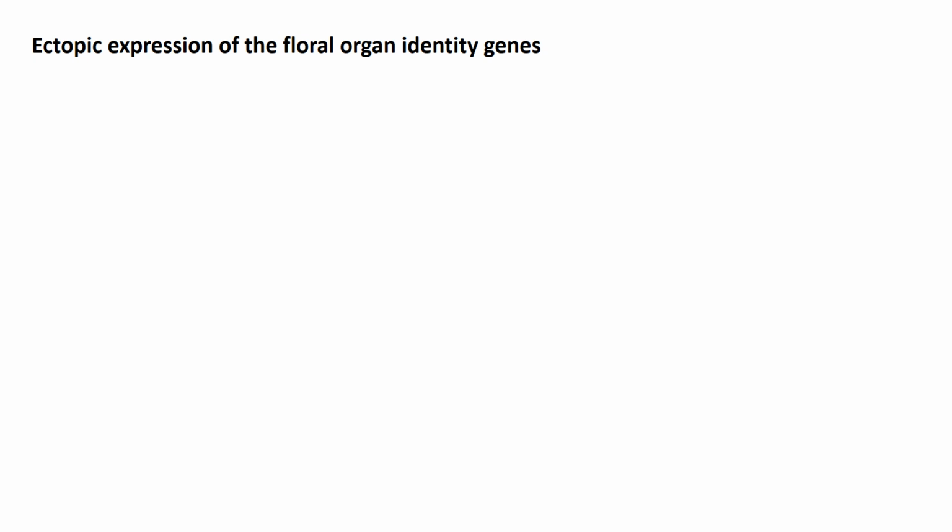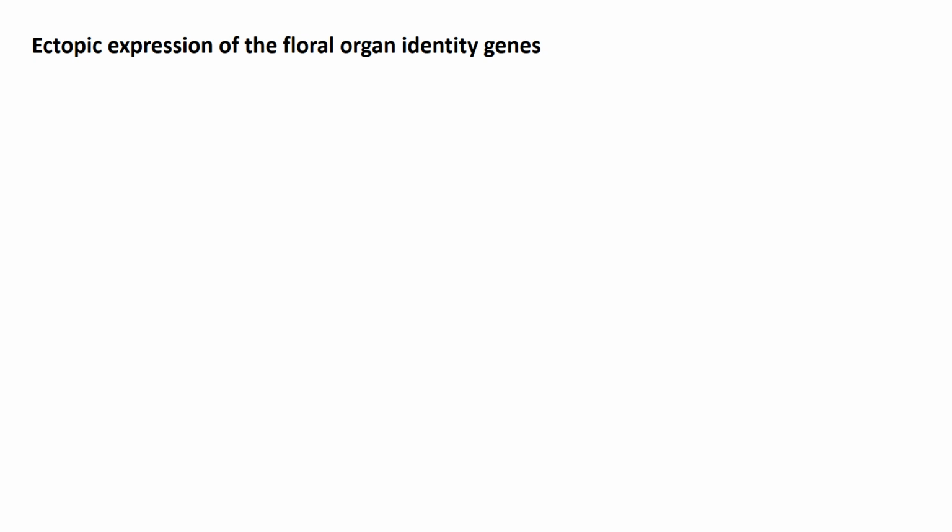Besides mutant studies, ectopic expression of the floral organ identity genes also supports the ABC model. Use of the constitutively expressing cauliflower mosaic virus 35S promoter to drive the expression of floral organ identity genes leads to their expression in domains where they would not have been expressed normally. In other words, the floral organ identity genes are ectopically expressed.